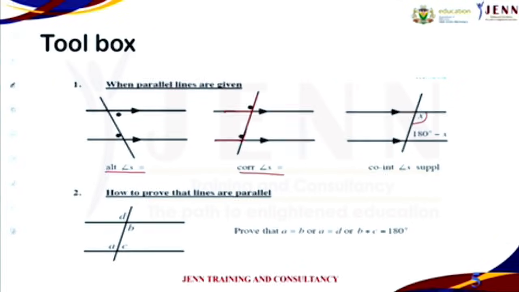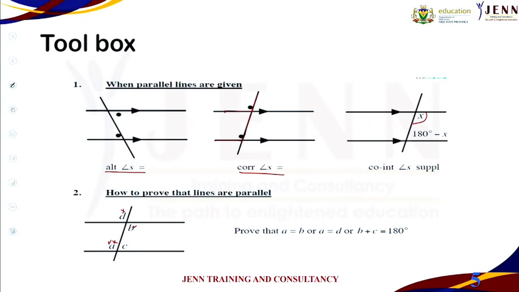How to prove that lines are parallel? Remember, these are maybe the two lines which you are supposed to prove parallel. What is it that you must prove? You must prove that angle A is equal to angle B, which means A and B form alternating angles. Or you can also prove that angle A and angle D are equal, and then angles A and D form corresponding angles. You must prove that they are equal, remember, because you are supposed to prove that these lines are parallel.